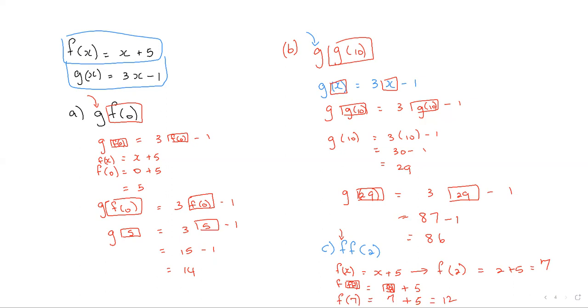Let's try another one, a different time. So let's say they gave us f of x is equal to x squared plus 7, g of x is equal to 3x minus 8, and h of x is equal to x over 4. Right, so they gave us this.